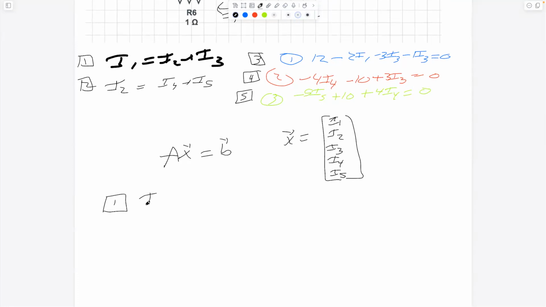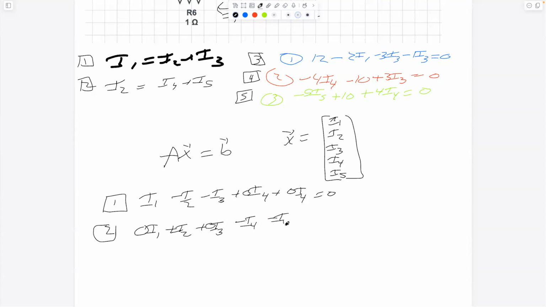So equation 1 will be I1 minus I2 minus I3 plus 0 I4, 0 I5 equals 0. Equation 2 is 0 I1 plus I2 plus 0 I3 minus 1 I4 minus I5 equals 0. I just moved everybody to the other side.